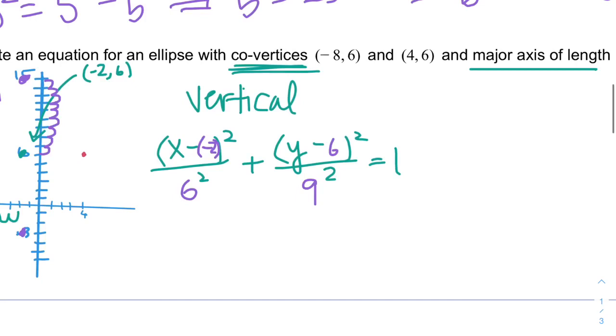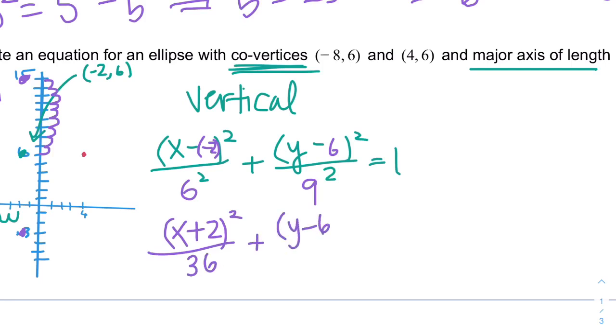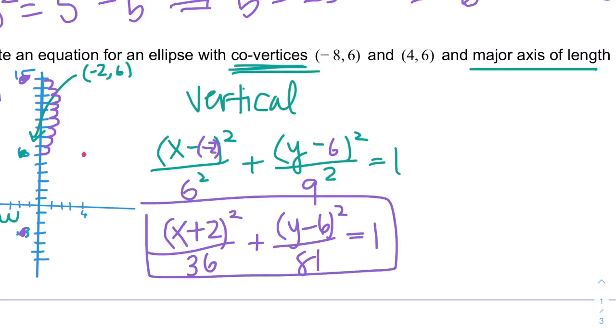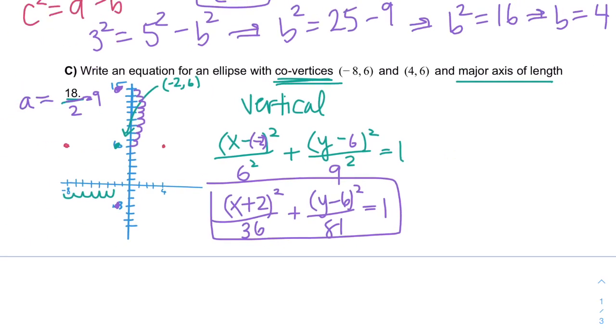And from here we can just simplify. This will become x plus 2 squared over 36 plus y minus 6 squared over 81 equal to 1. And this should make sense. We should have the bigger number underneath the y part of our equation because it's a vertical graph, and we do, so that works out for us.